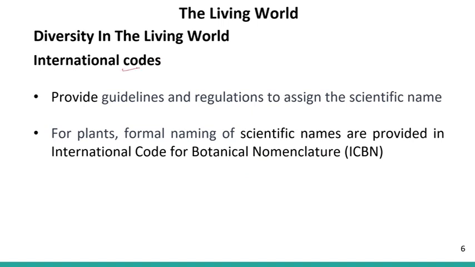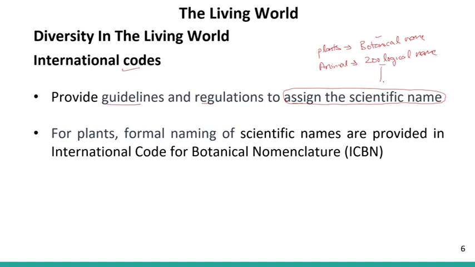Now, let's talk about some of the international codes. Some of the international codes I have listed here. These international codes provide guidelines and regulations to assign the scientific name, the biological name. For plants, what is the scientific name? We call it the botanical name. And if we talk about animals, we have the zoological name. Both of them, botanical and zoological names, are scientific names. So international codes provide guidelines and regulation to assign the scientific name to the organism.